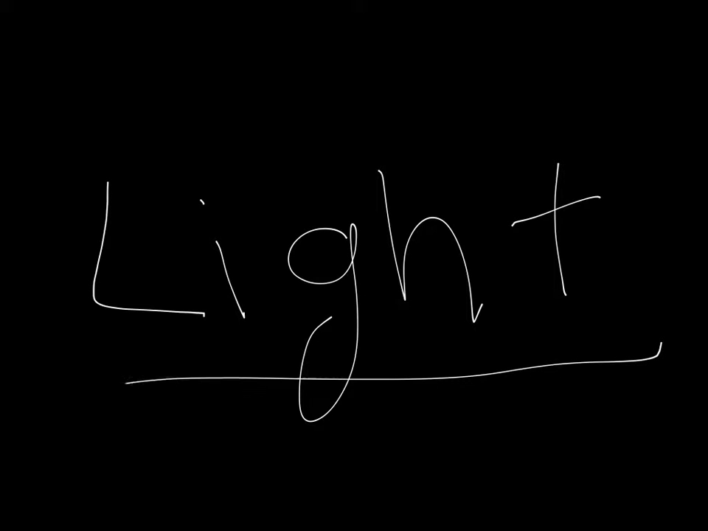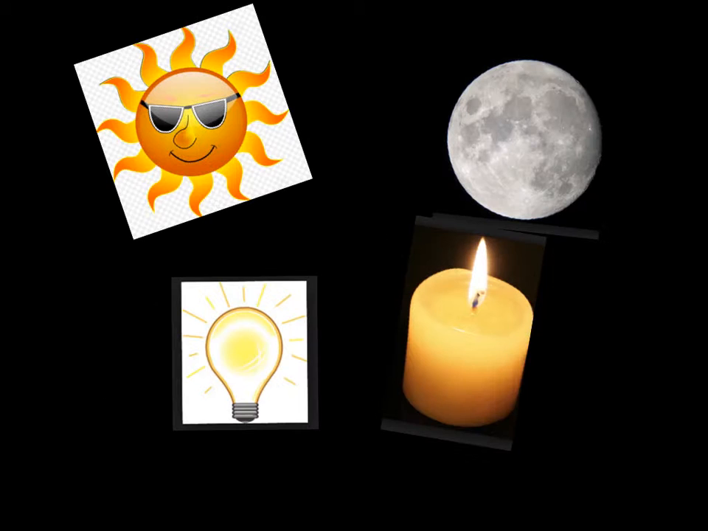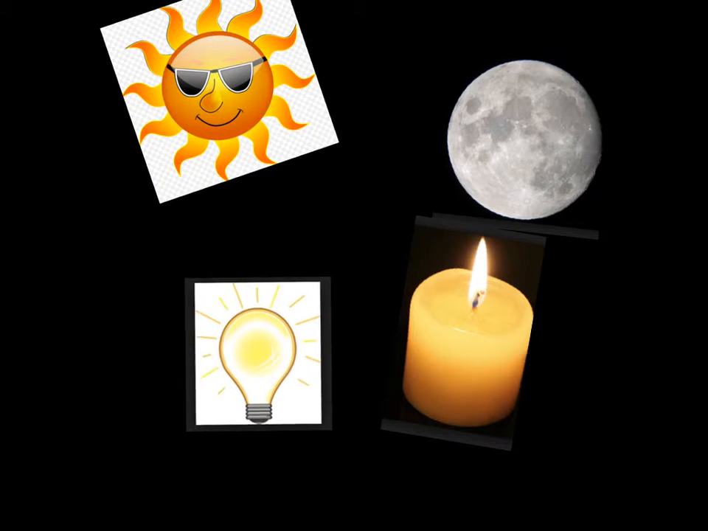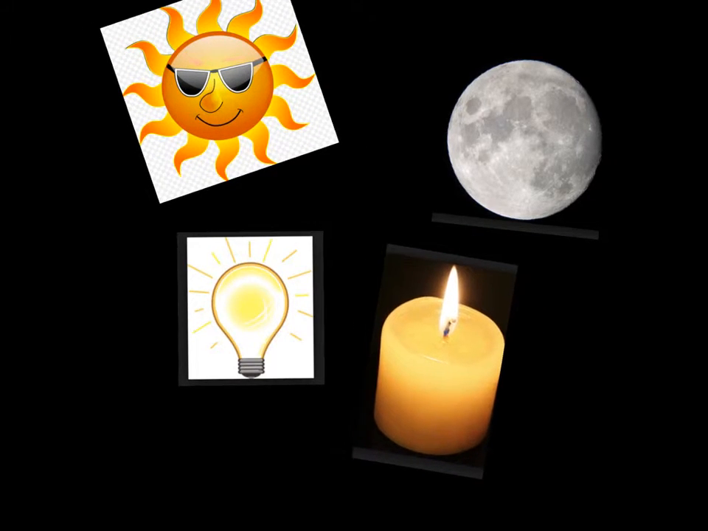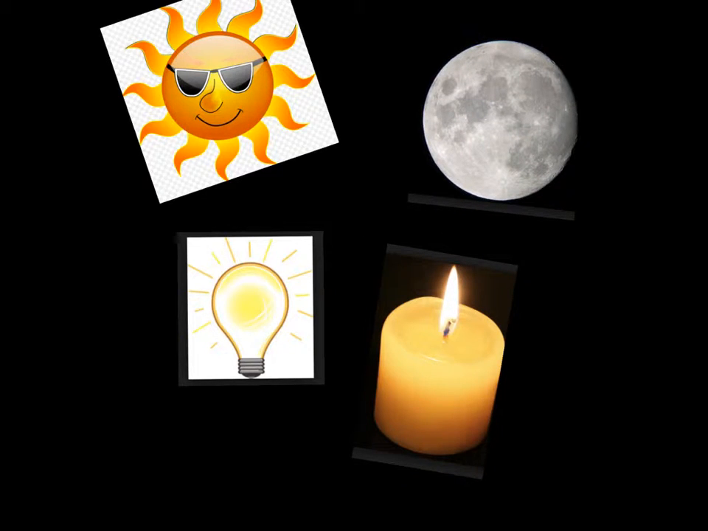Light. We receive white light from natural and man-made sources, such as the sun, a light bulb, a candle, which are all sources of direct light, and the moon, which is a source of indirect light.